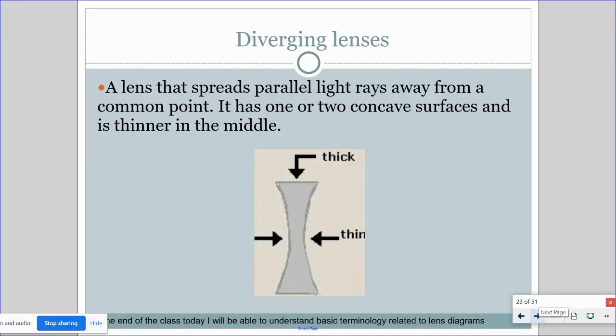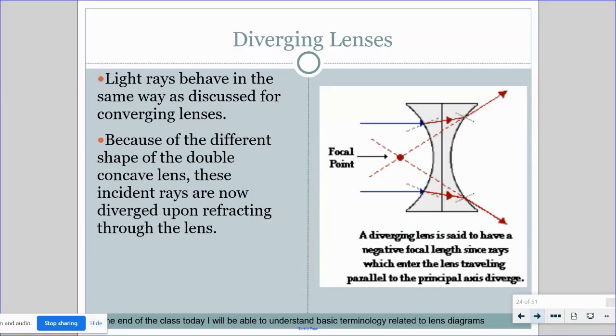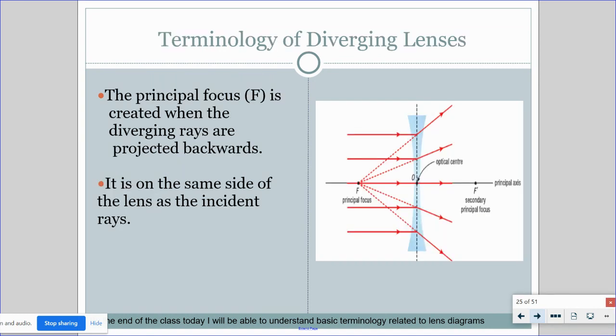A diverging lens is one that spreads light away from a common point. It's always thicker at the ends, thinner in the middle. The light rays behave in the same way as in a converging lens, but because of the different shape, they're now going to spread apart or diverge. So the principal focus F is created when the diverging rays are projected backwards, so it's on the same side.